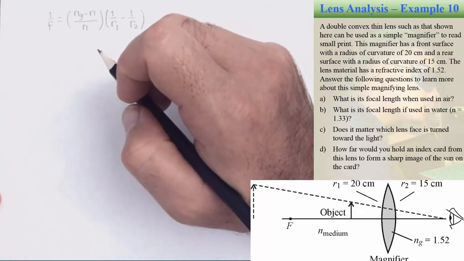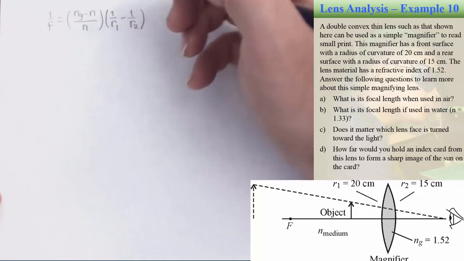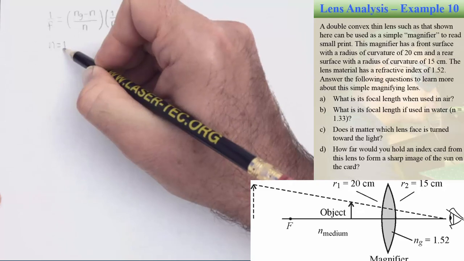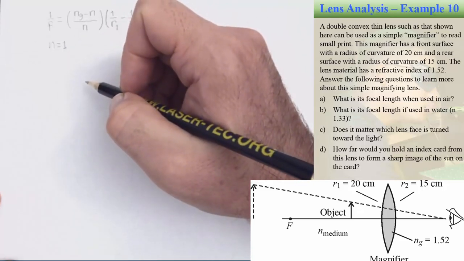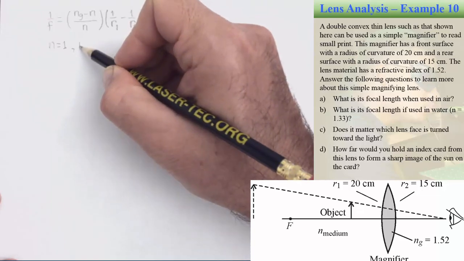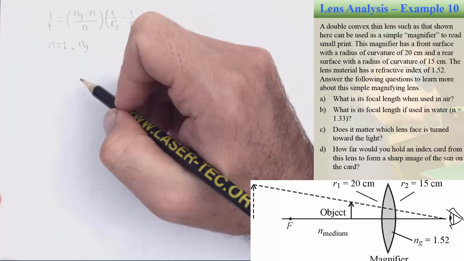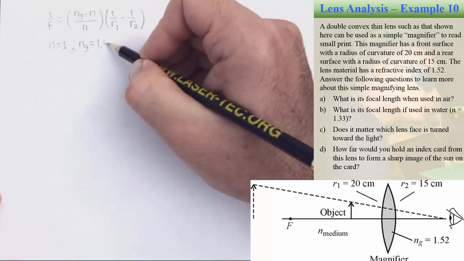So for part A, we are considering this lens to be positioned in air. So our n is going to be equal to 1, which is the index of refraction of the medium in which the lens is placed. And then the n_g is the index of refraction of the material that the lens is made out of, which in our case is 1.52.